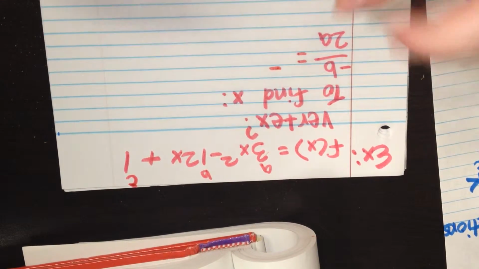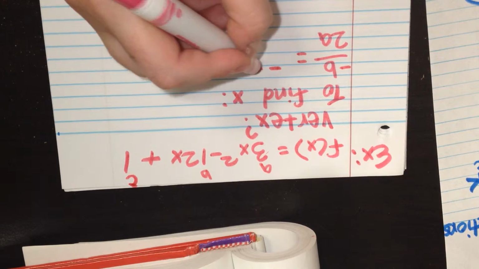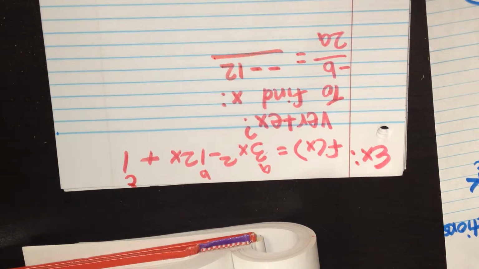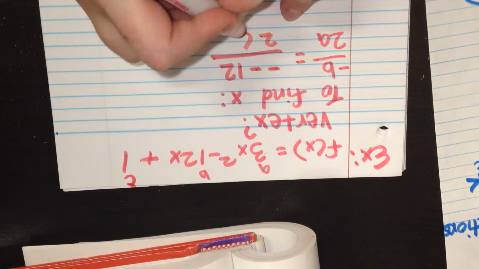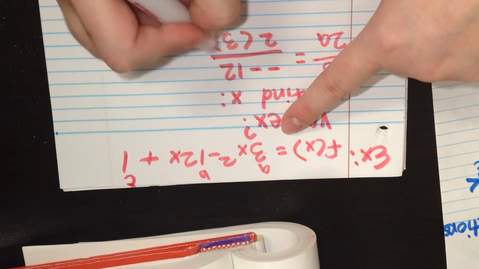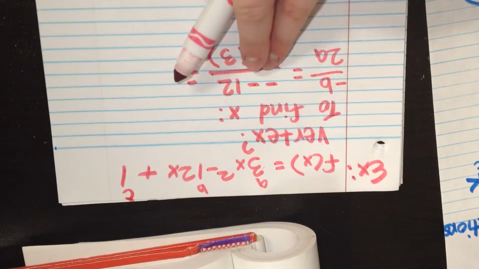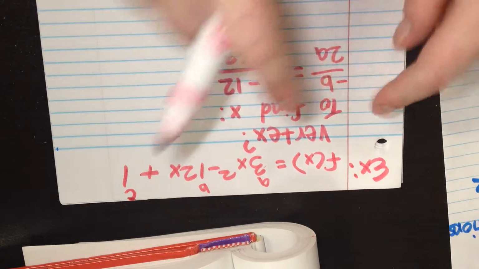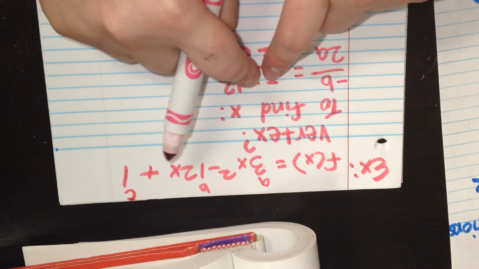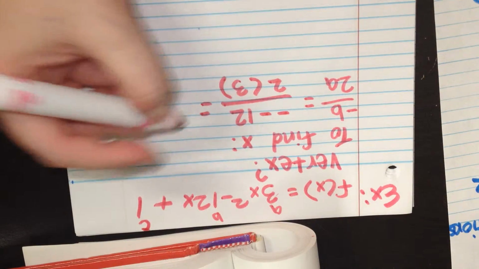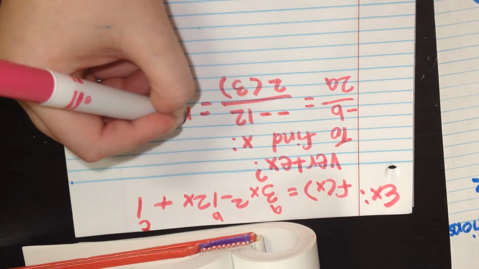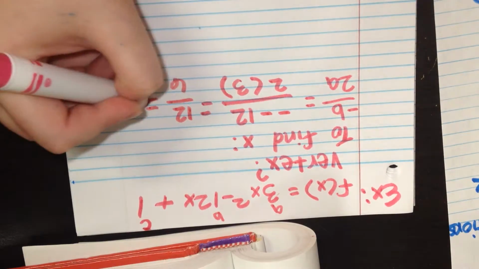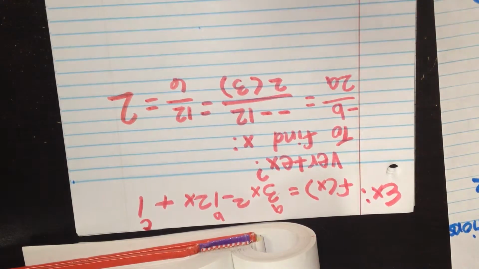I put negative, and then your b value is negative 12, all over 2 times my a, and my a is 3. And be careful of these double negatives. I had one negative from this little formula, and then I had one negative from the actual equation, so I had to put both of them down. So on top it makes a positive 12, on bottom it makes a 6, and 12 divided by 6 is 2. So that's my x value.